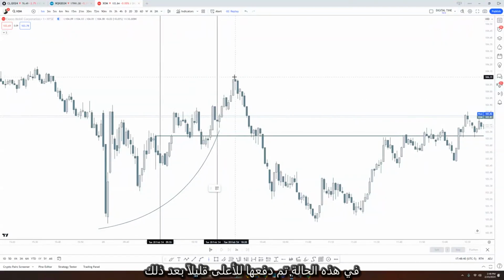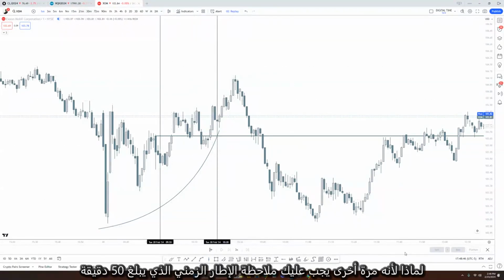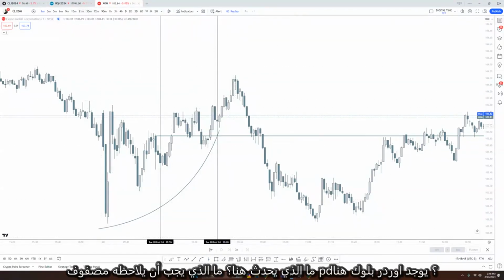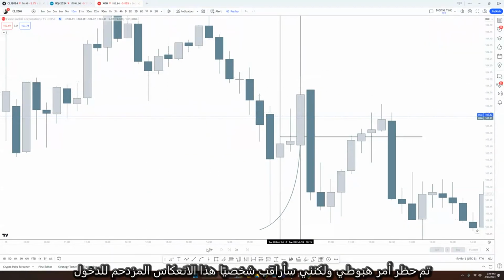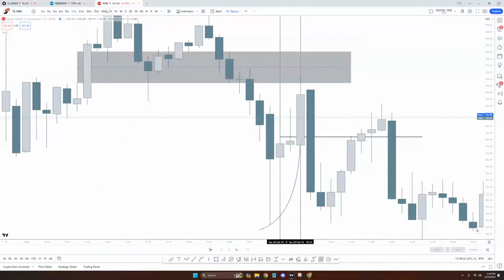In this case, it pushed up slightly thereafter. Why? Because, again, you must be observing the 50-minute time frame. What is happening here? What PD array must we be observing? There is an order block here, a bearish order block, but I will personally be observing this BISI inversion for an entry.